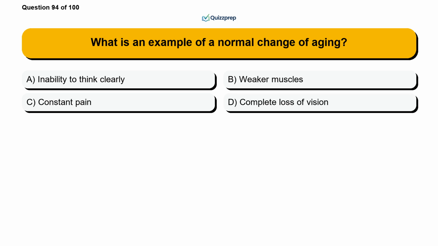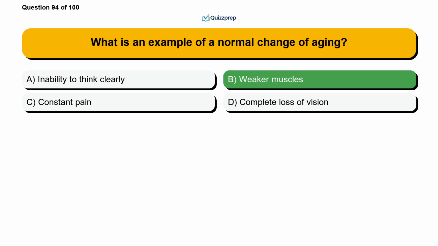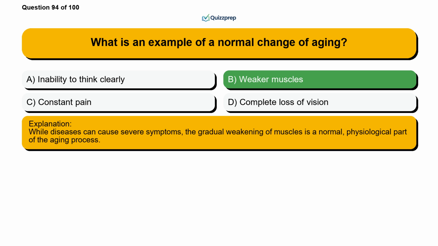Question 94. What is an example of a normal change of aging? Option A, inability to think clearly. Option B, weaker muscles. Option C, constant pain. Option D, complete loss of vision. The correct answer is option B, weaker muscles. While diseases can cause severe symptoms, the gradual weakening of muscles is a normal, physiological part of the aging process.